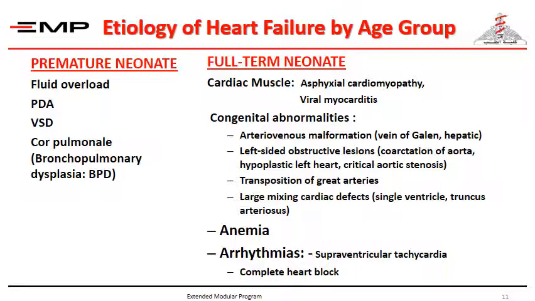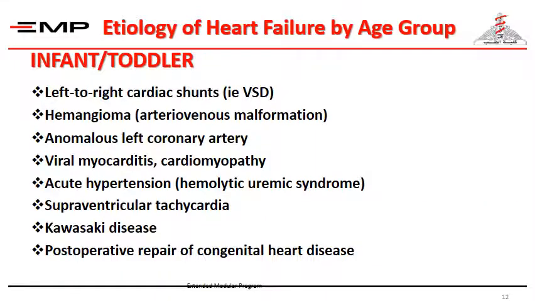Transposition of the great arteries or large mixing cardiac defects like the single ventricle or truncus arteriosus. Anemia and arrhythmias can lead to heart failure. At this age, supraventricular tachycardia and a complete heart block can be present. In infants and toddlers, left-right cardiac shunts like a large VSD can lead to heart failure.